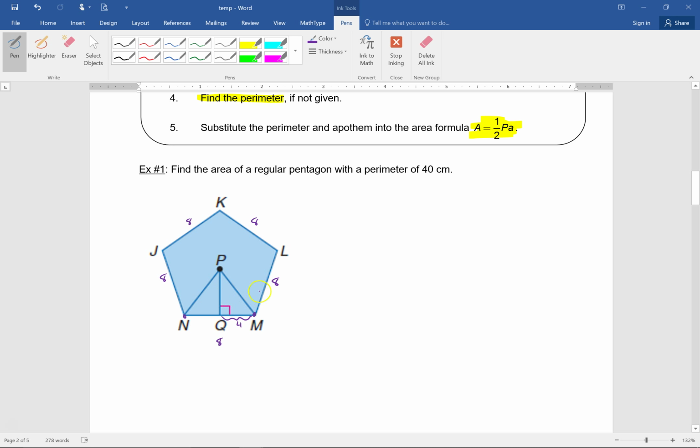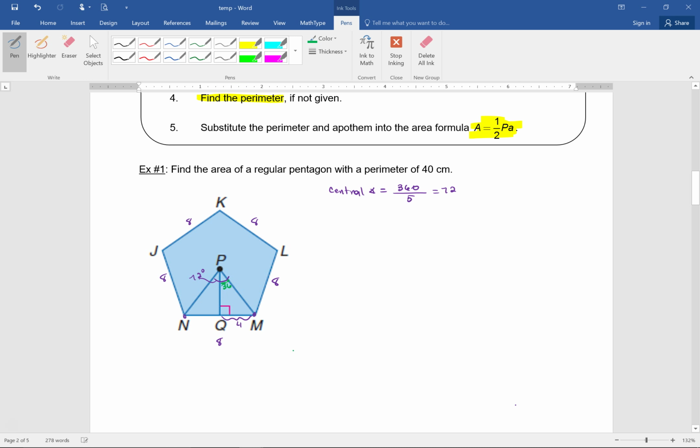Now, I need to find the missing sides here because I need the apothem, and I'm not given the apothem, but can I find the apothem? Yes, I can. For that, I need a little bit of trig. For trig, I need to know the angle. Well, how do I find the angle? Central angle is equal to 360 divided by the number of sides, which is 5. So the central angle is 72. That means this entire thing here is 72. Each one then is 36. That tiny little one is 36.